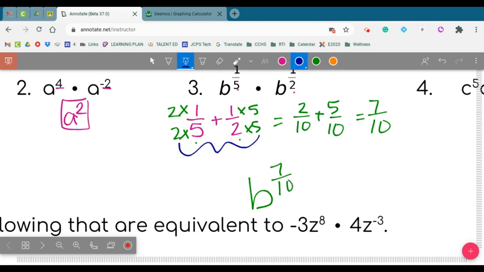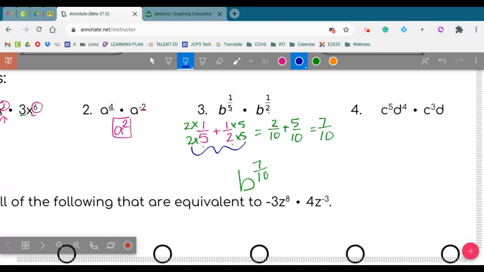write this out for me, and you can type into your calculator 1 divided by 5, close your parentheses, plus 1 divided by 2 in parentheses. You're going to get a decimal. And if you hit math, enter, like we've reviewed, you're going to get 7/10. So if you need to utilize your calculator, please do.